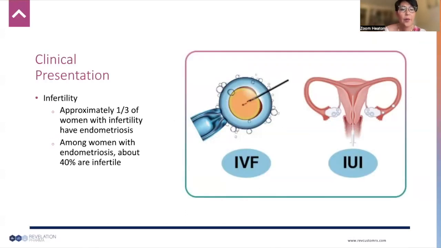Infertility. So, approximately a third of women with infertility have endometriosis. And among women with endometriosis, about 40% are infertile. And in the pathogenesis of infertility, it's dependent on the stage of the disease. So in the early stage, it's hypothesized that it is secondary to an inflammatory response that impairs various aspects of conception. Whereas in later stages of the disease, there's distorted pelvic anatomy and adhesions that contribute to impaired fertilization.